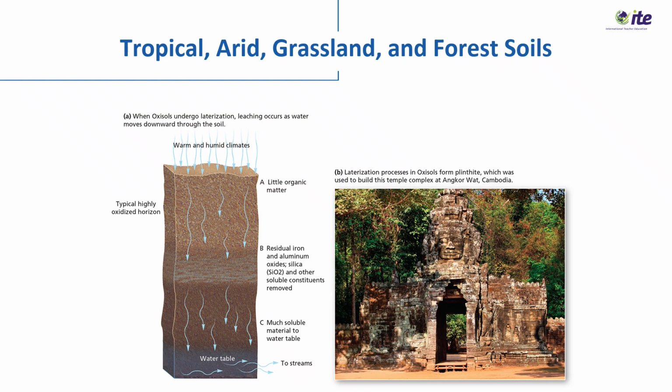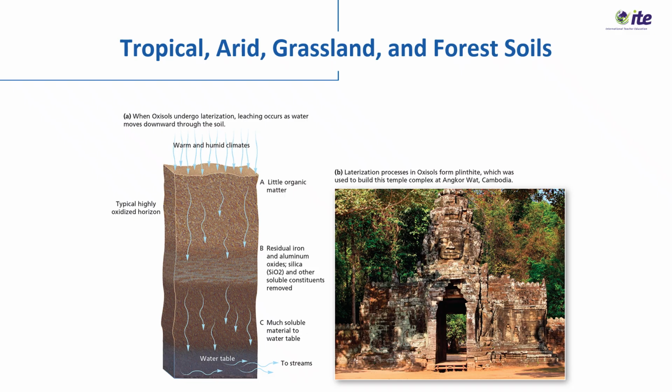Soils in tropical regions are often deeply weathered due to high temperatures and rainfall. They are typically oxisols, which are old, red, and nutrient poor. Intense leaching removes most minerals, leaving behind iron and aluminum oxides. The topsoil contains limited organic matter, but decomposition is rapid due to the warm and moist climate.